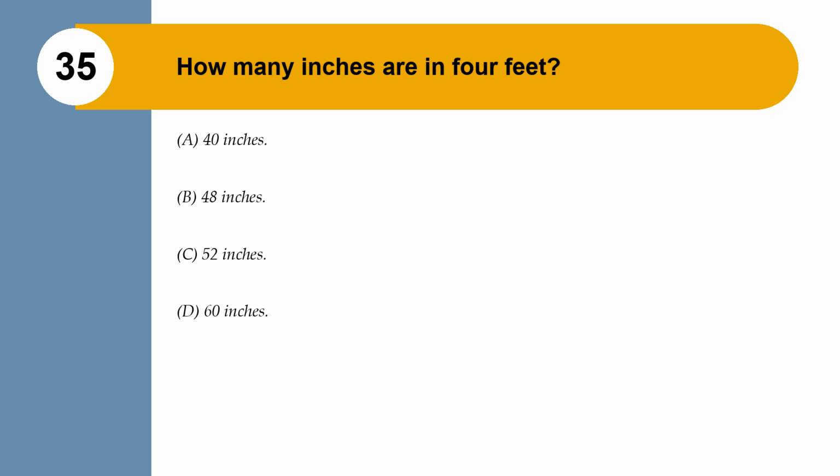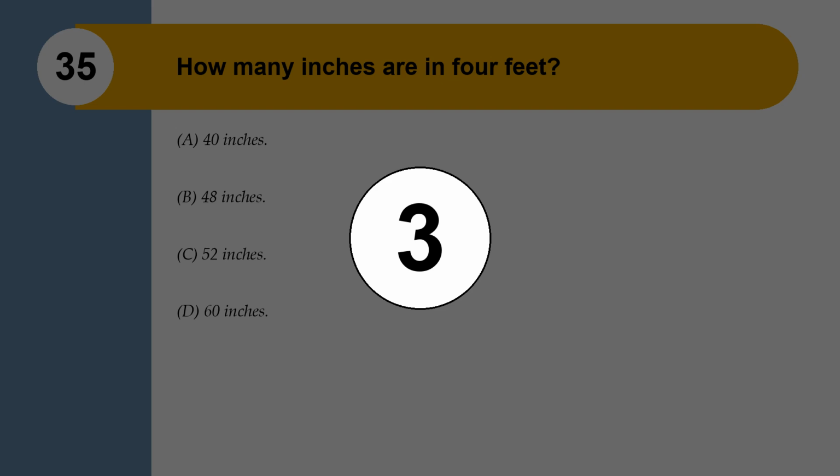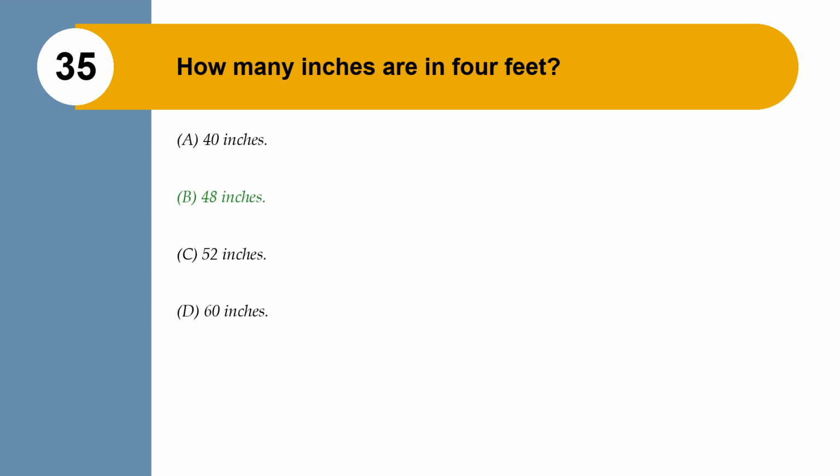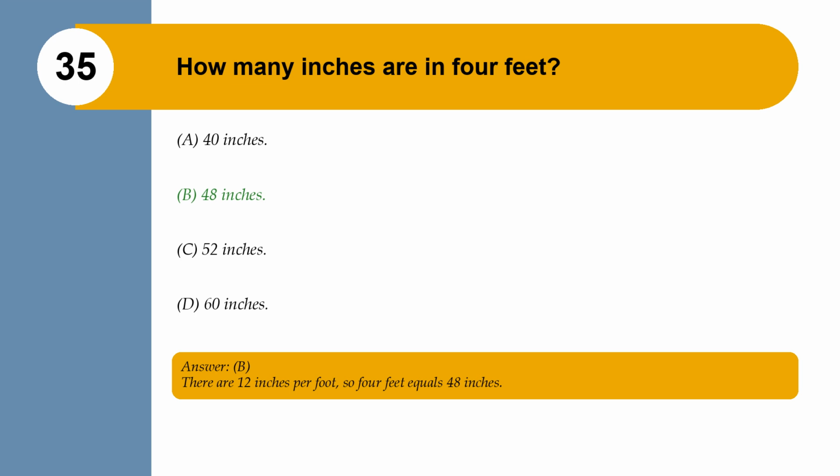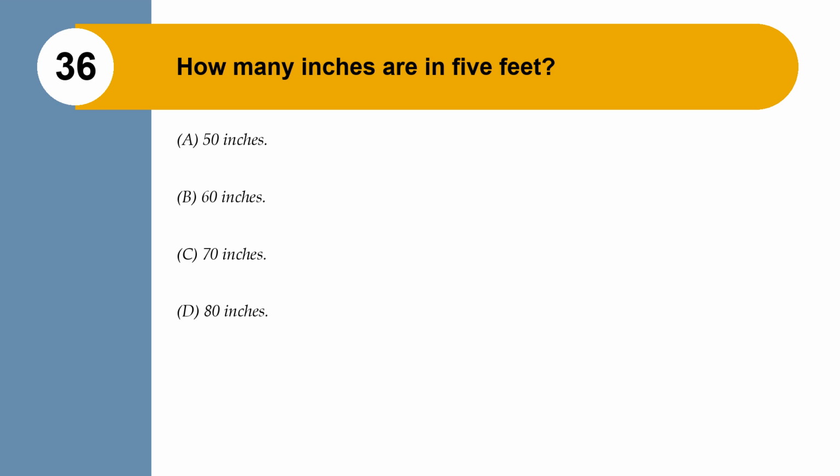Option A, 40 inches. Option B, 48 inches. Option C, 52 inches. Option D, 60 inches. The correct answer is option B, 48 inches. Explanation. There are 12 inches per foot, so 4 feet equals 48 inches. Question 36. How many inches are in 5 feet?